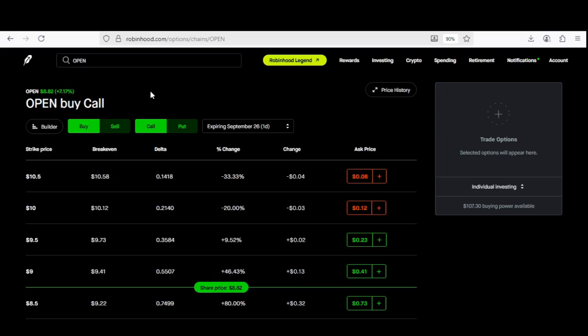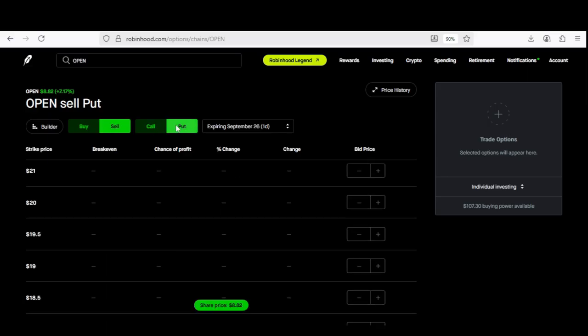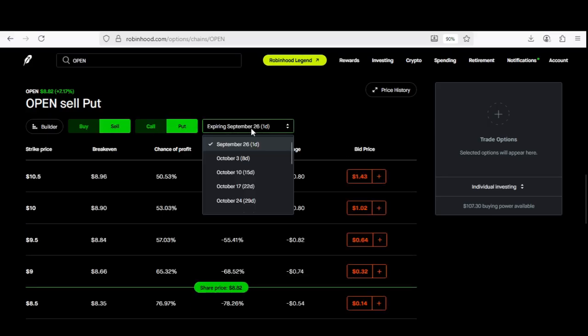So let's go ahead. Okay, the first option strategy I'll be doing with this, and this works especially if you're trading with a small account. Based on the share price of Open right now, you can trade this with a small account. So the first strategy, I'm going to go to sell. I'm going to be going to put and I'm going to be choosing the strike date. The strike date I'll be going with is going to be October 24th, and that's going to give me 29 days to expiration.